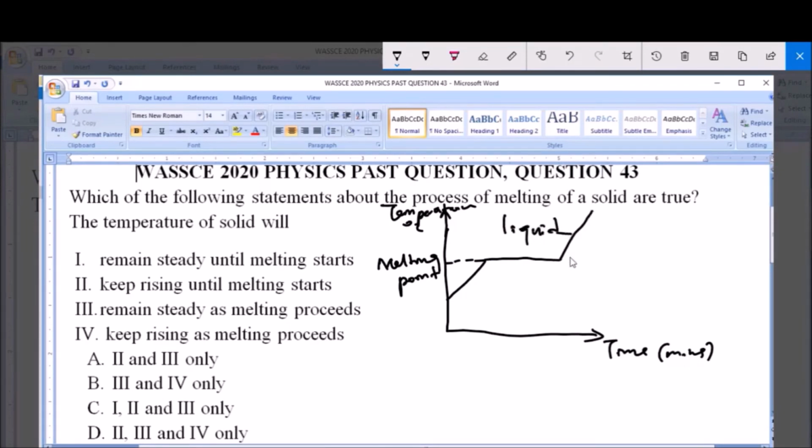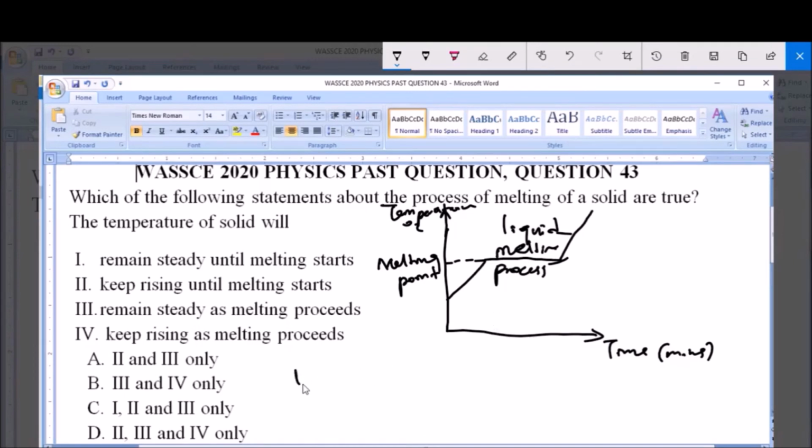So at this point, we call it the melting process, because this is where the solid changes to liquid. And at this point, the temperature remains constant, it does not change, but before it reaches the melting point, the temperature increases.